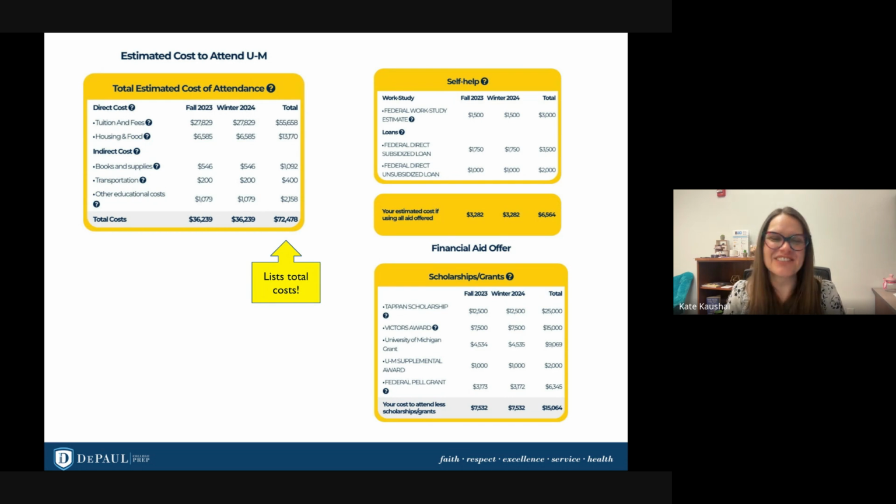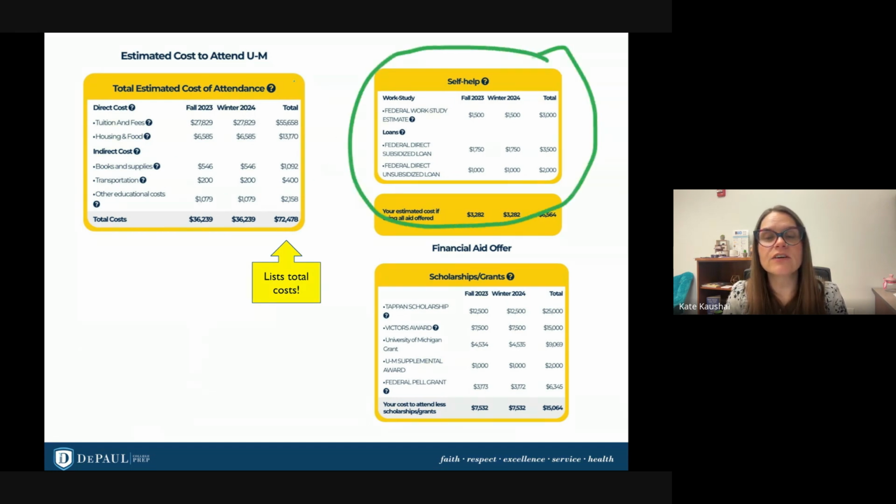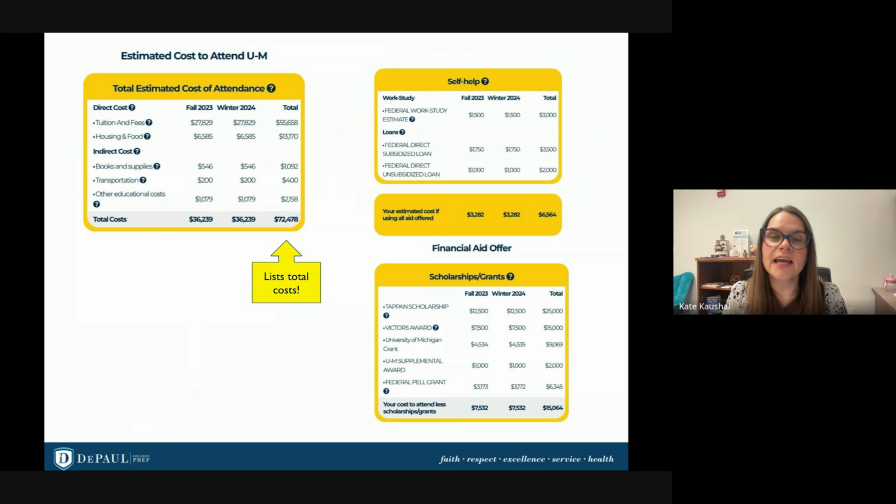If you clicked on the online letter, it would give you a description of all those as well. Indirect costs, you see books and supplies. Transportation is quite low. And then other educational costs could be anything from health appointments, etc. So your total costs are listed under there. So nicely calculated. Self-help, they have your work study over here and your federal student loans. So that's nice that they break it out and say, hey, this is money that either needs to be paid back or is not guaranteed with the work study.